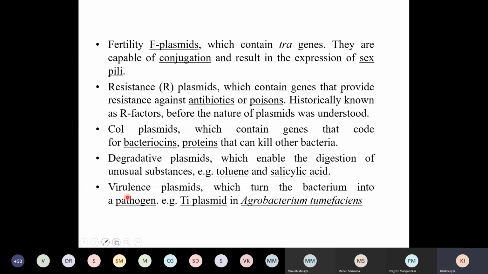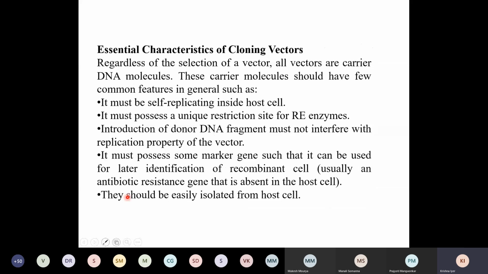Now, for a plasmid to work as what we call a cloning vector, that means I want this vector to do my job for me, carry a piece of DNA that I'm interested in into a specific bacterium, and then not only that, stay in that bacterium, multiply along with that bacterium and make multiple copies so that I'm able to clone or amplify the DNA.